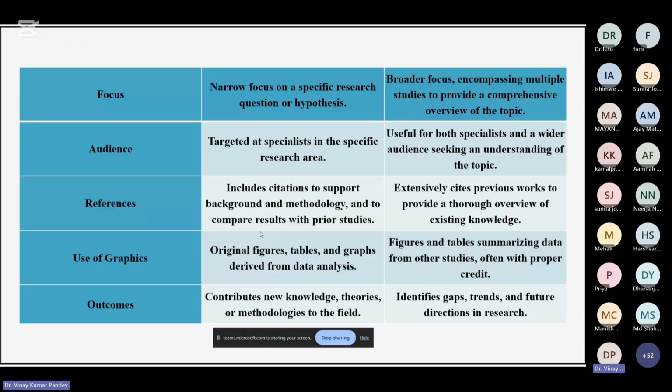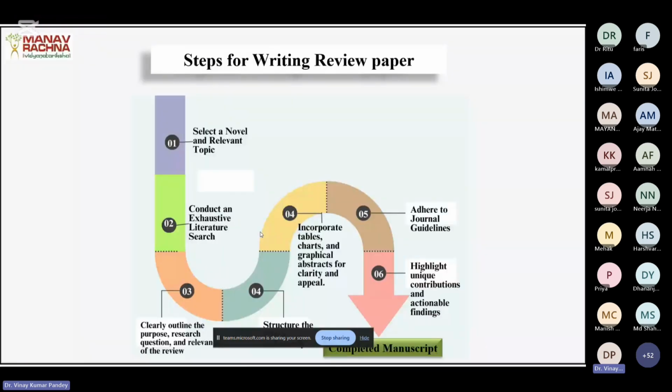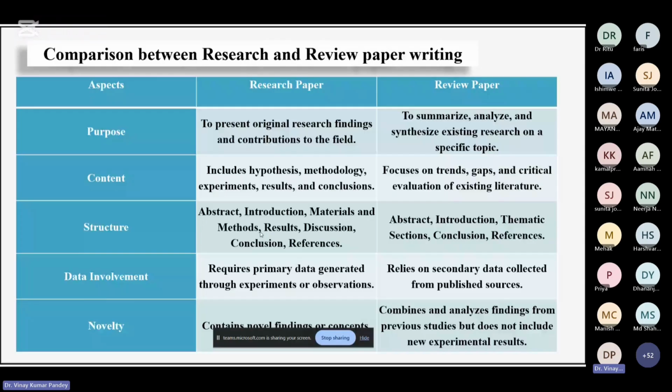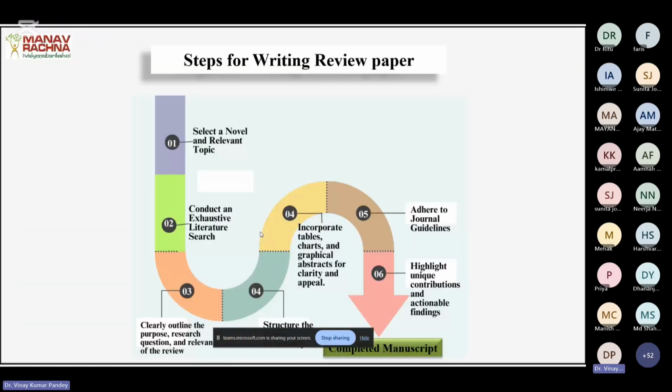So these are the basic things which I covered in the difference between a research paper and a review paper, right? Now, we will be talking about the steps of writing a review paper. Suppose you have chosen one topic, right?